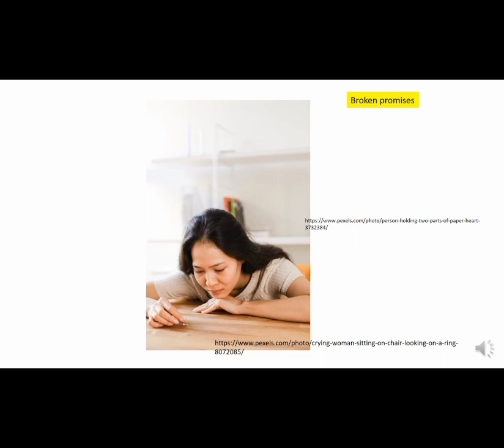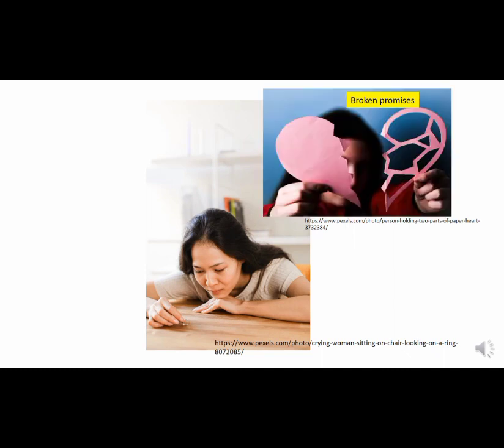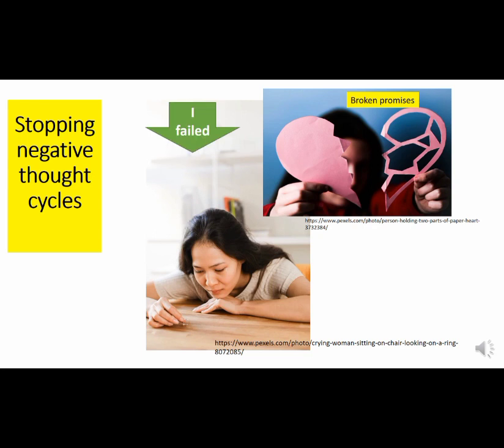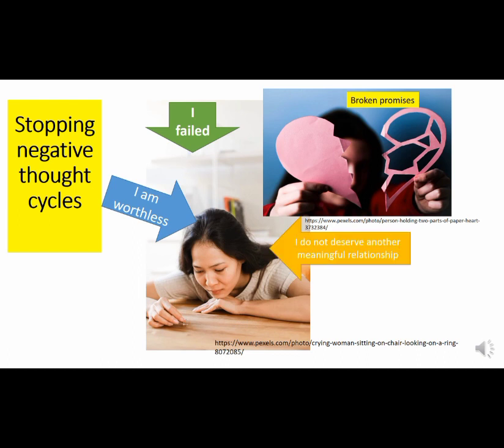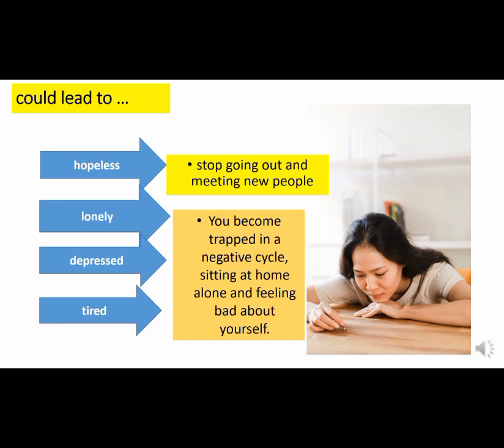Example, broken promises. It is very natural for us people that if our heart is broken, we say that we failed. We say that we are a failure. We say that we are worthless and we don't deserve another meaningful relationship. And later on, because of this, we feel so hopeless, we feel so lonely, depressed, and tired. And we stop going out and meeting new people. We become trapped in a negative cycle, sitting down at home alone and feeling bad about ourselves.